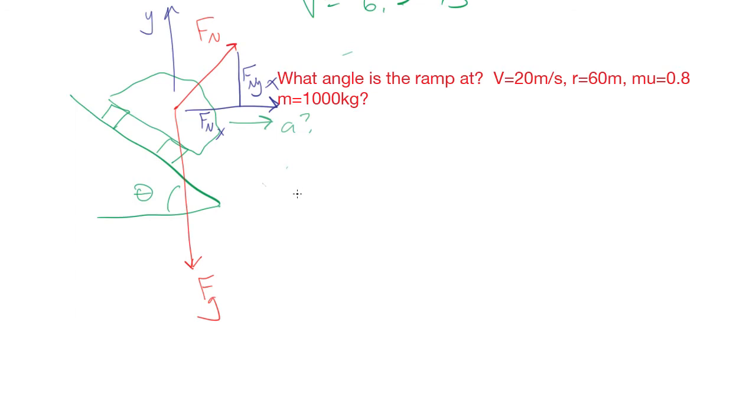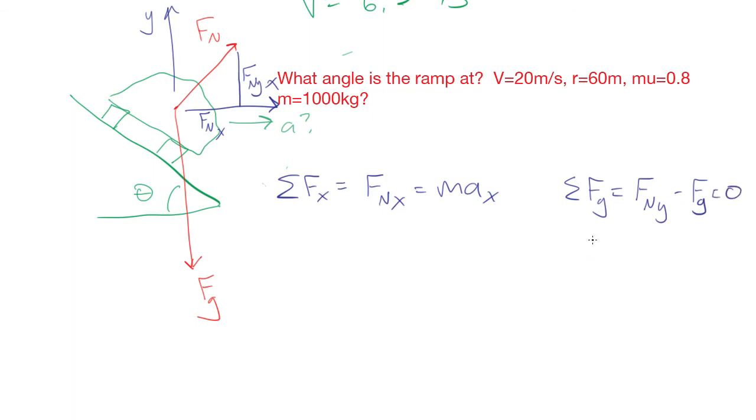All right, the only force I have acting in the x direction is the x component of the normal force. That's equal to mass times the acceleration of the car in the x direction. I don't know anything about that normal force, so I'm going to need the y direction. The sum of the forces in the y tells me that the normal force in the y direction minus the force due to gravity is equal to 0 because we're not accelerating in the y direction.